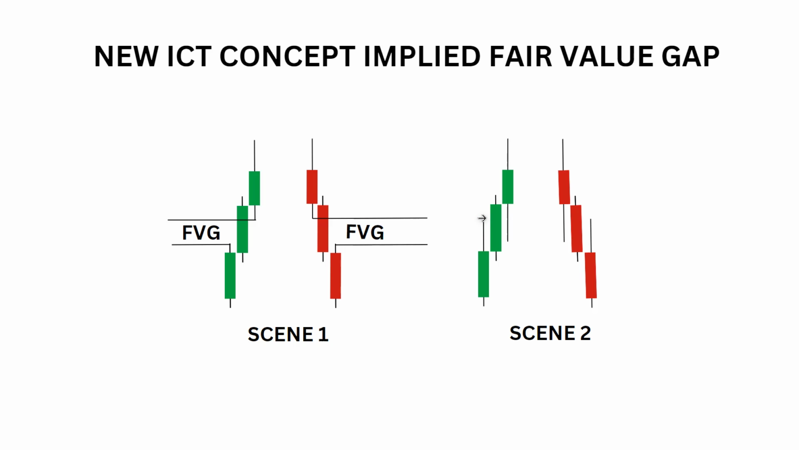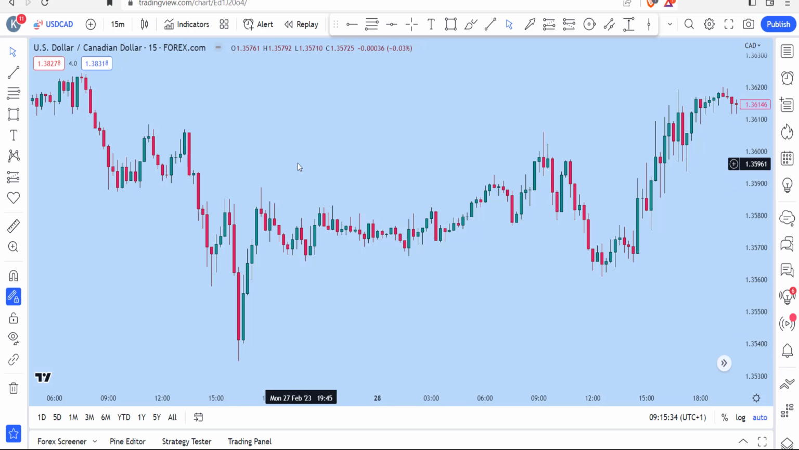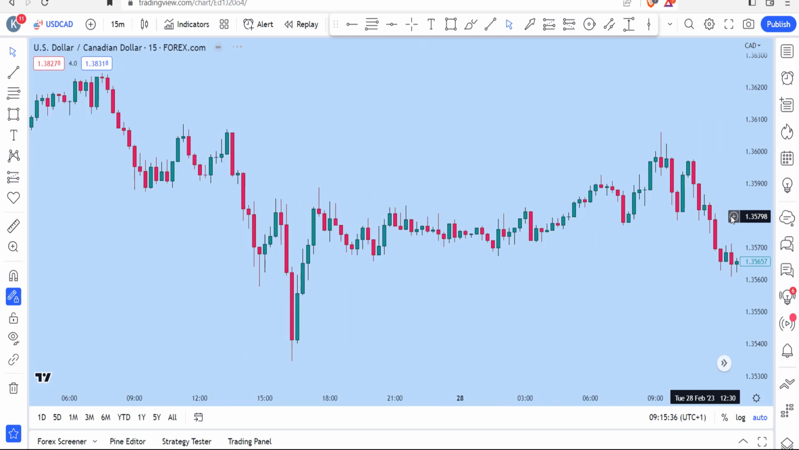I'm going to show you that. Don't be confused, I'll go to my chart and show you. So you measure 50% of this entire wick. You can see from here to here, and then 50% of this from here to here. You just measure it and take it as your fair value gap. Let me show you that on my chart. So this is USD CAD, the 15-minute. Let me show you what I'm saying.